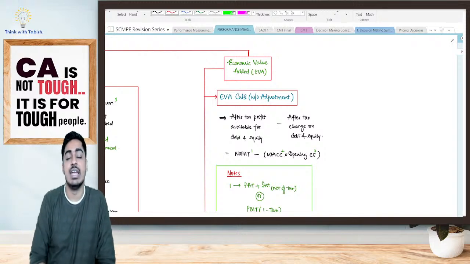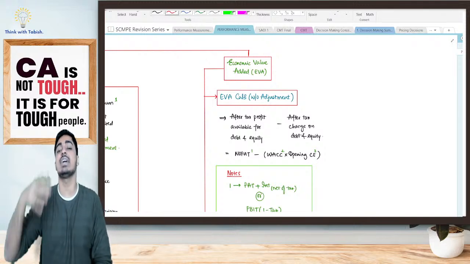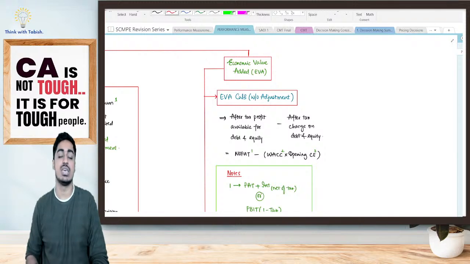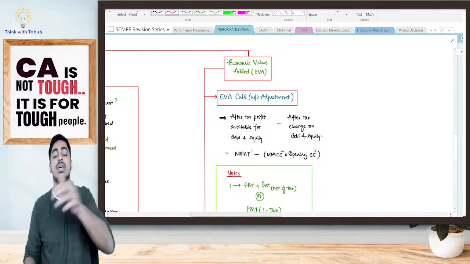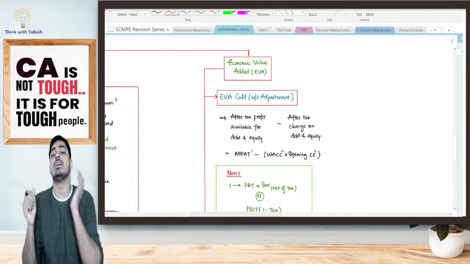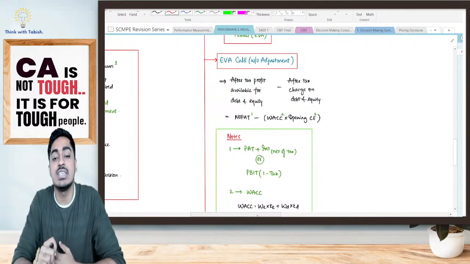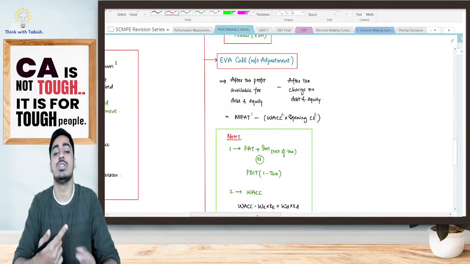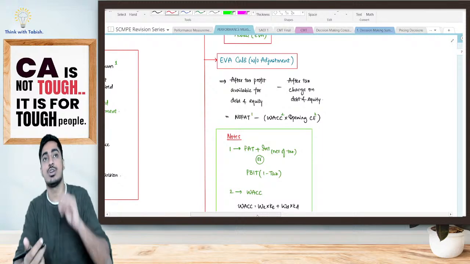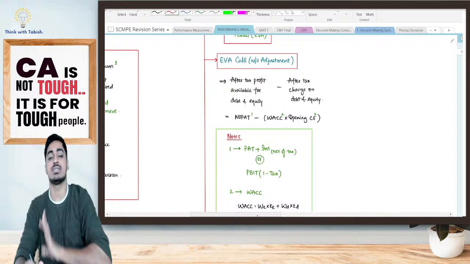So EVA is my after tax profit for my equity as well as debt holders minus my after tax charge on my equity as well as debt holders. After tax profit is my NOPAT, minus after tax charge, which is my opening capital employed into weighted average cost of capital. What is my NOPAT, students? Yes, it is profit after tax plus interest (1 minus tax), or else you can also tell it is your PBIT, that is profit before interest and tax, for your equity as well as debt holders, (1 minus tax).